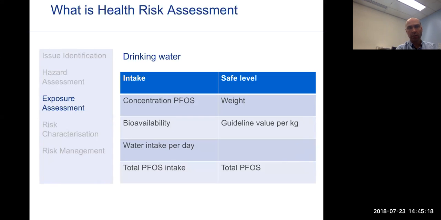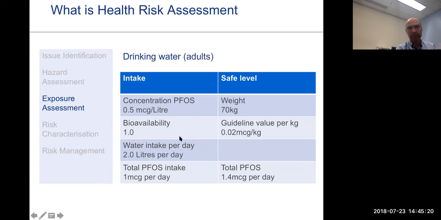So I'll show you what that should look like. You can see here we've got 0.5 micrograms per litre, bioavailability of 1, and very simple maths: 0.5 times 1 times 2, we get 1 microgram per day. If only life were normally that simple, that's a nice simple equation. And we can see that for a 70 kilogram person, it's 1.4 micrograms per day. And I suppose very simply, you'd say happy days, they're below the guideline value. But I hope in the next few slides, I'll show you why it's not quite so good.